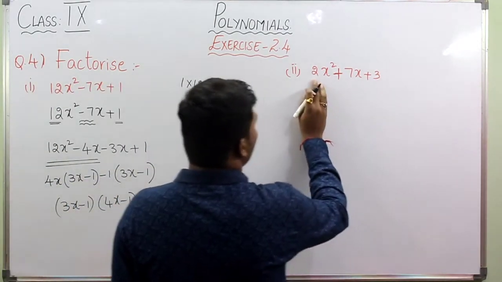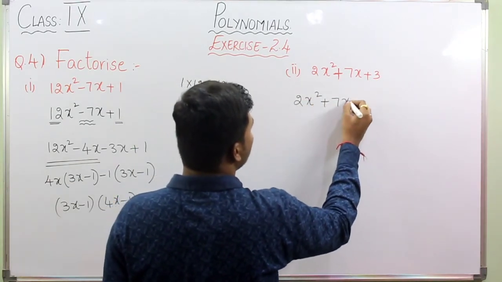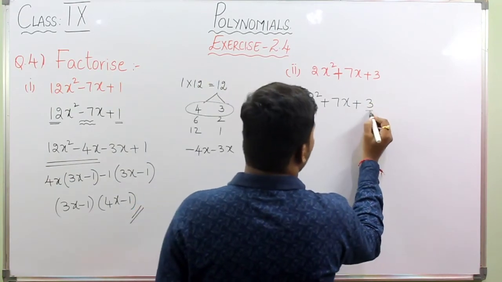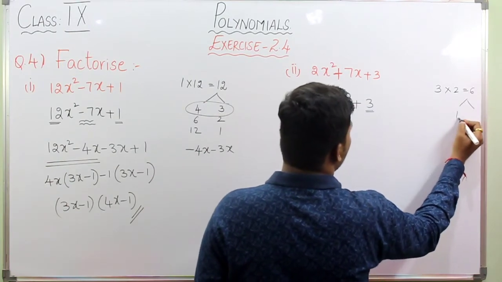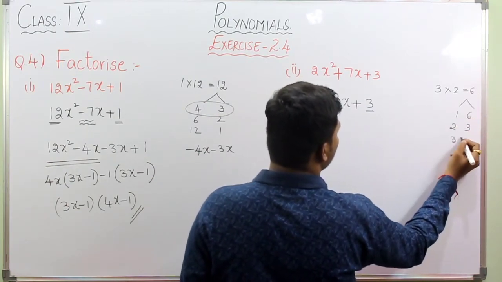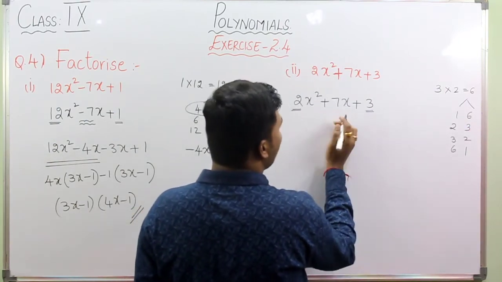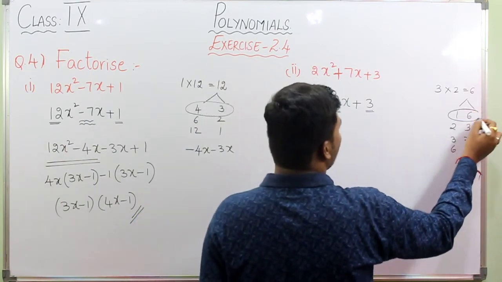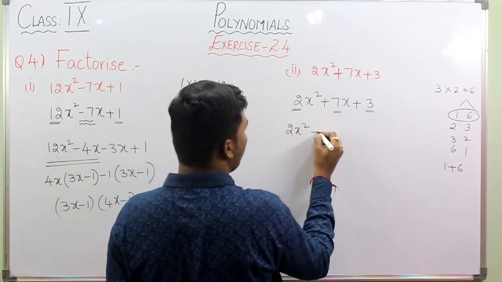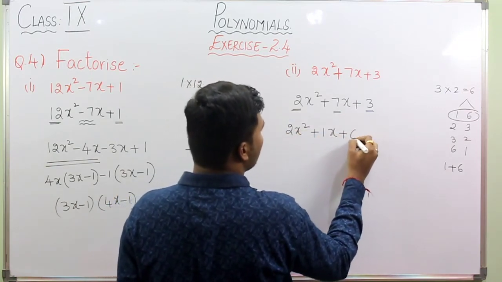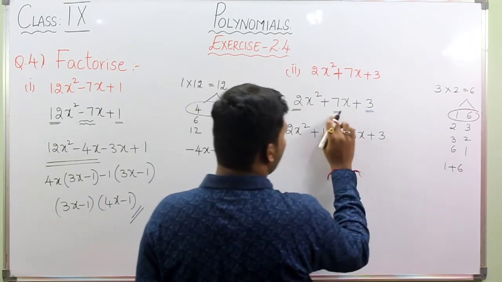Now the second one, 2x square plus 7x plus 3. Again the same procedure. 3 into 2 is 6. The factors of 6 are 1 and 6, 2 and 3, 3 and 2, 6 and 1. So we have to select one pair such that we get the middle term as 7. So I am selecting 1 plus 6. Then I will be getting 2x square plus 1x plus 6x plus 3. See here, 1x plus 6x will become 7x.